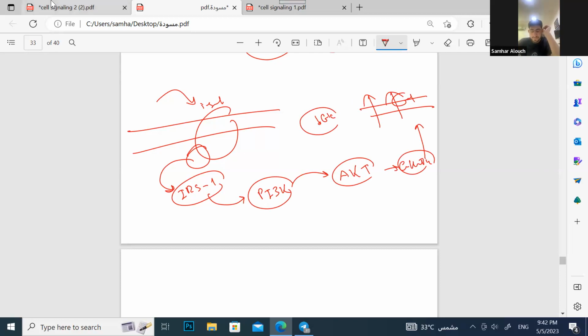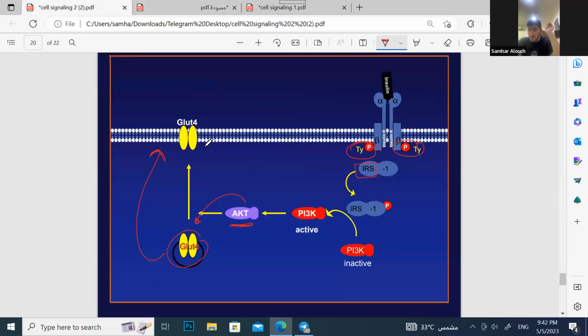Is it clear? It's very important. So this is the pathway: insulin binds, tyrosine kinase is activated, IRS1 is phosphorylated, IRS1 activates PI3K, PI3K activates AKT, AKT causes GLUT4 to become part of the membrane, and glucose gets out.